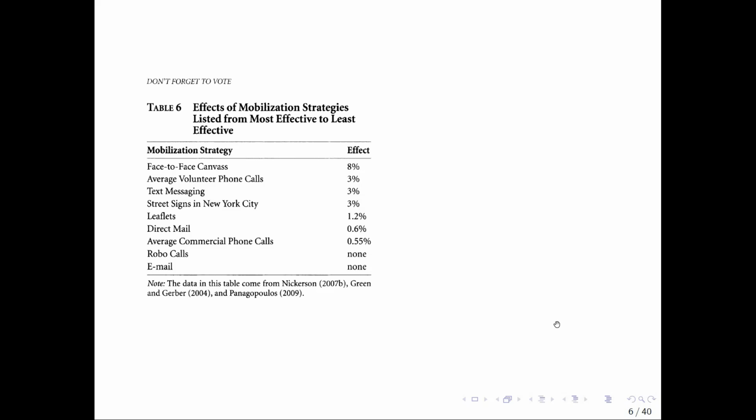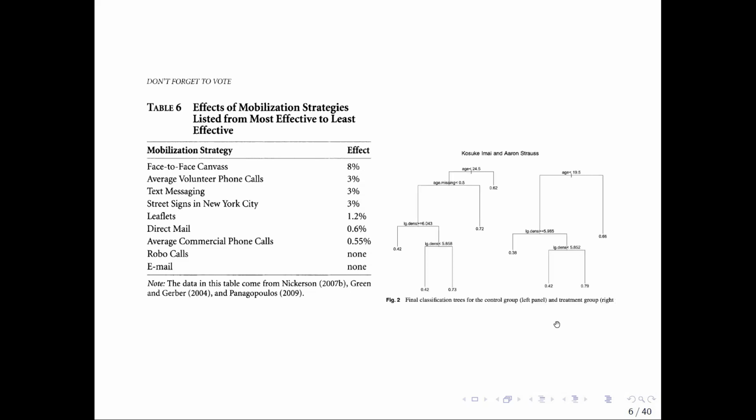And roughly what you see is, as you look at strategies that are less intensive, you see less and less of an effect, as you might expect. So things like sending out leaflets or sending mail, or at the other extreme, robocalls and emails have essentially no effect on average. But you might think that some of these strategies might have different kinds of effects across different kinds of people, right? Some people are more or less responsive to emails.